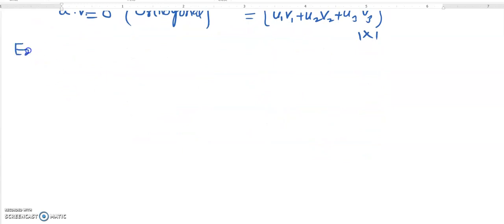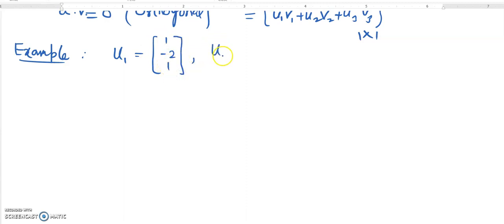So, numerical problems. For example, now I have a vector u1 equal to (1, minus 2, 1), and I have vector u2 equal to (3, 2, minus 1). In part A, what is u1 dot u2? So what is the dot product of these two vectors?